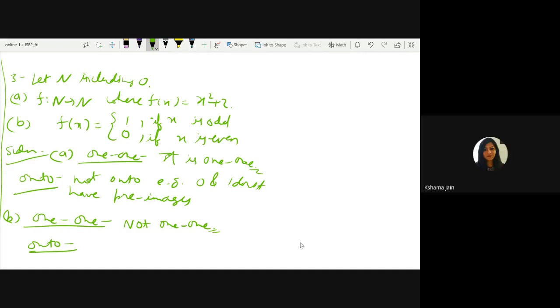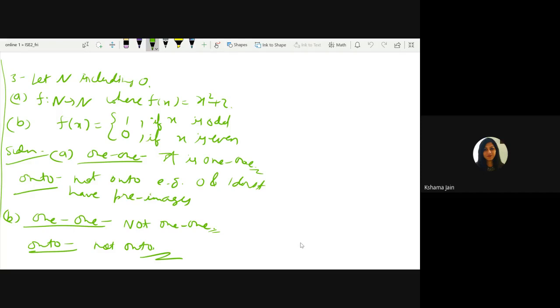Correct. Means for all odd numbers 1, 3, 5, 7, all are having image as 1, and all even numbers like 2, 4, 6, 0 in fact are having image 0. So this is not 1 to 1. Onto, for sure it is not, because it is having 2 images only, 1 and 0. What about the other elements 2, 3, 4, 5, 6, 7, 8, 9, 10? So not onto. Only 2 elements are having pre-image, others are not having any pre-image. So it is not onto.